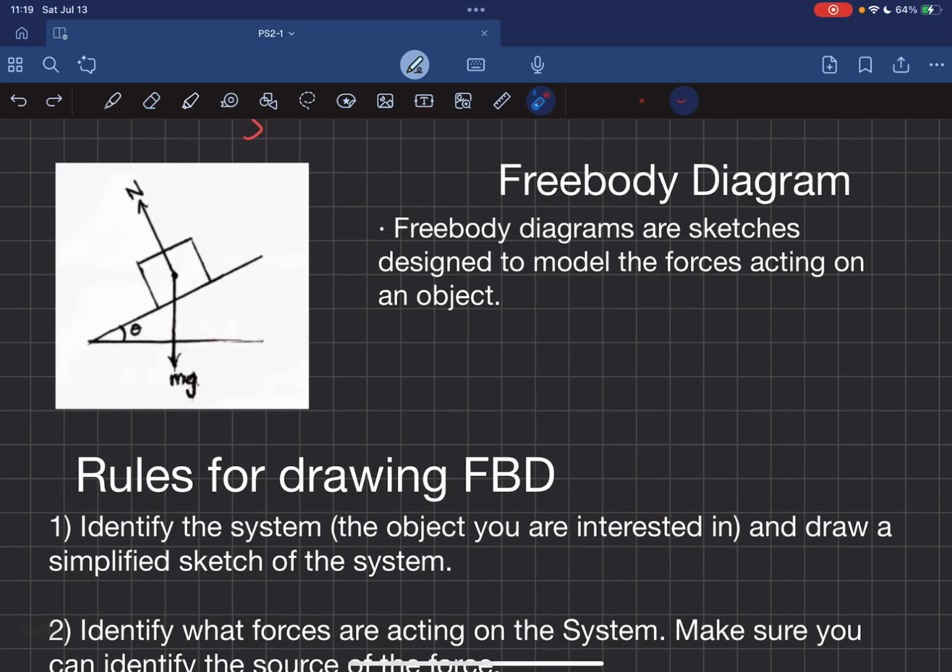Let's apply this second rule to this situation right here with the box on the slope. We know that there's gravity because it's a box on Earth. So there's going to be gravity. If you're on Earth, there's going to be gravity, guaranteed.